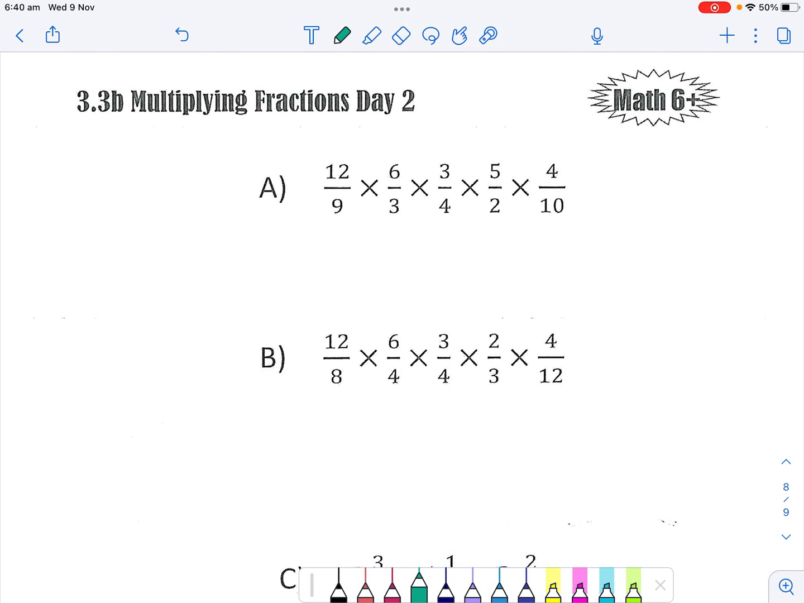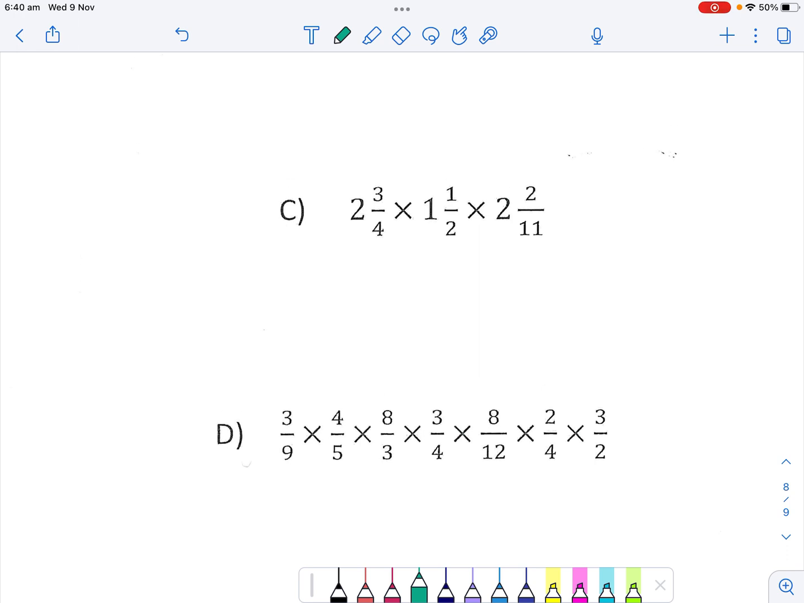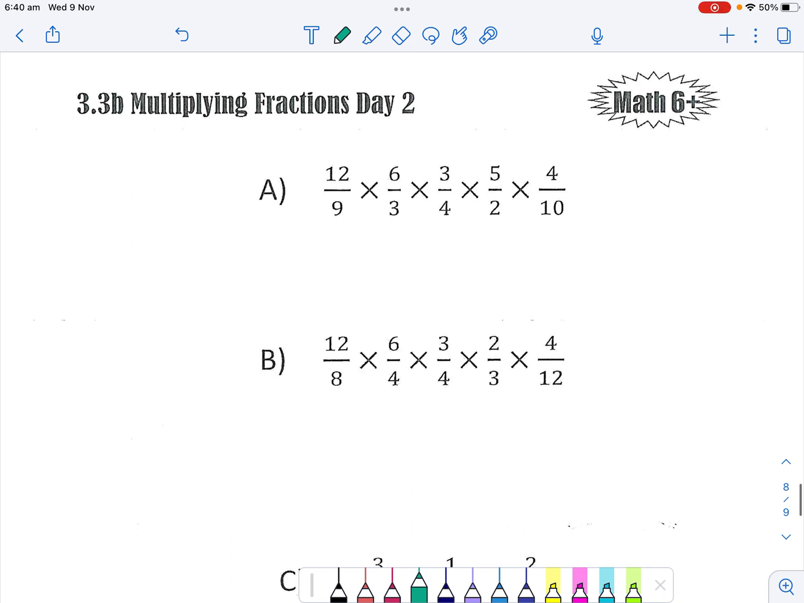Hey everyone, today we are going to talk about how to multiply more than two fractions. You can see in all of my examples that there are 5 fractions. Part C has 3 fractions, Part D has 7 fractions, and we're going to do this with cross-canceling.